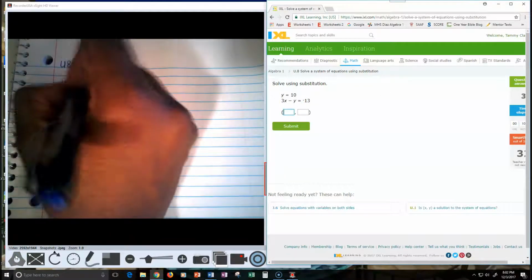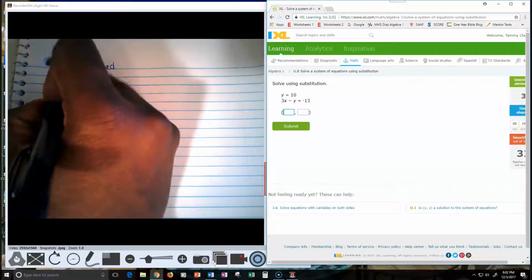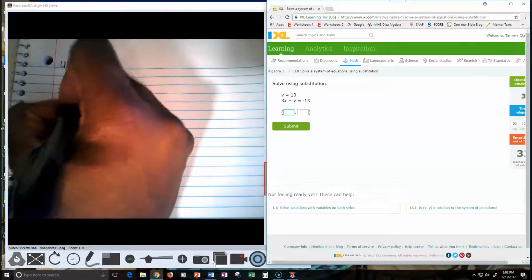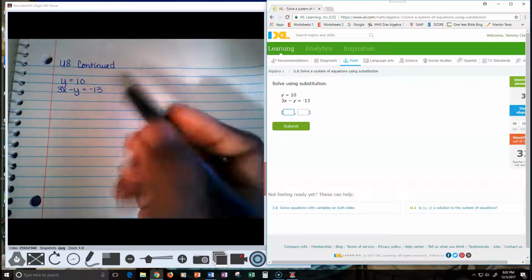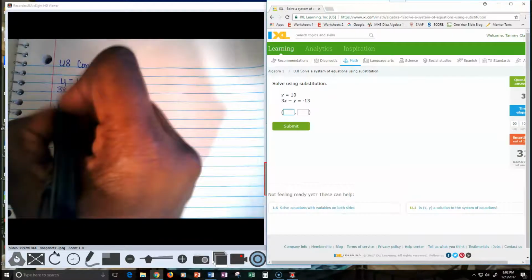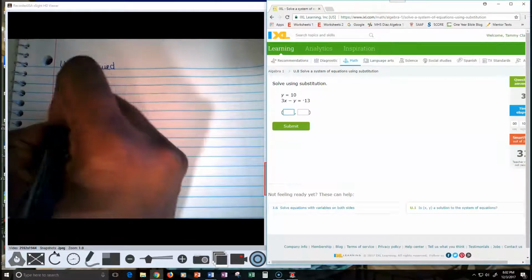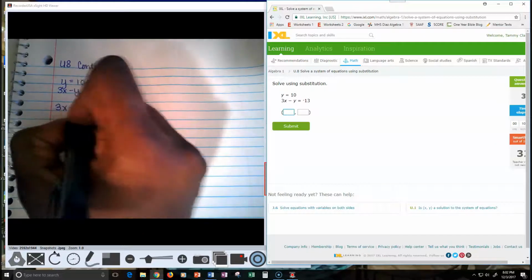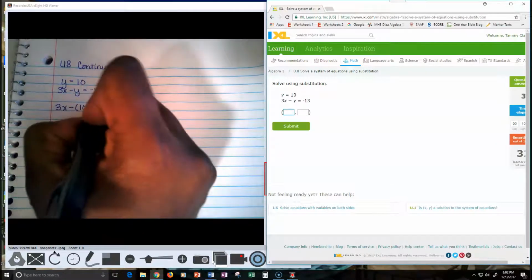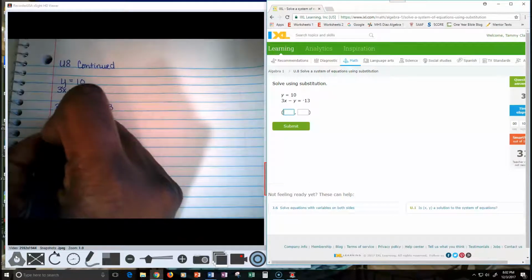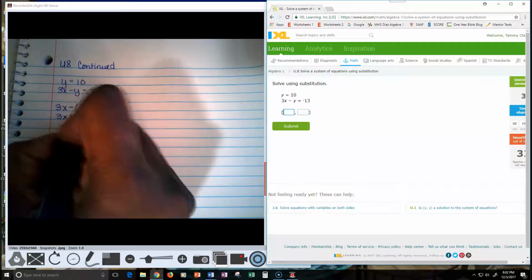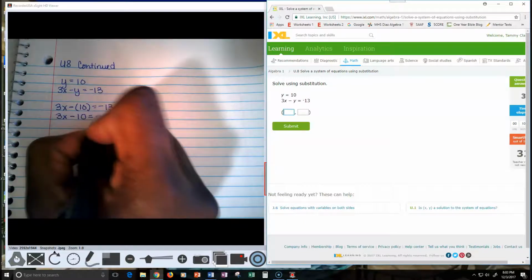All right, here's our next one. We have y is equal to 10. And then we have 3x minus y is equal to negative 13. Again, this is one line and this is another line. So I know what y is. So I'm going to substitute 10 for y. And that equals negative 13. So I have 3x minus 10 equals negative 13.